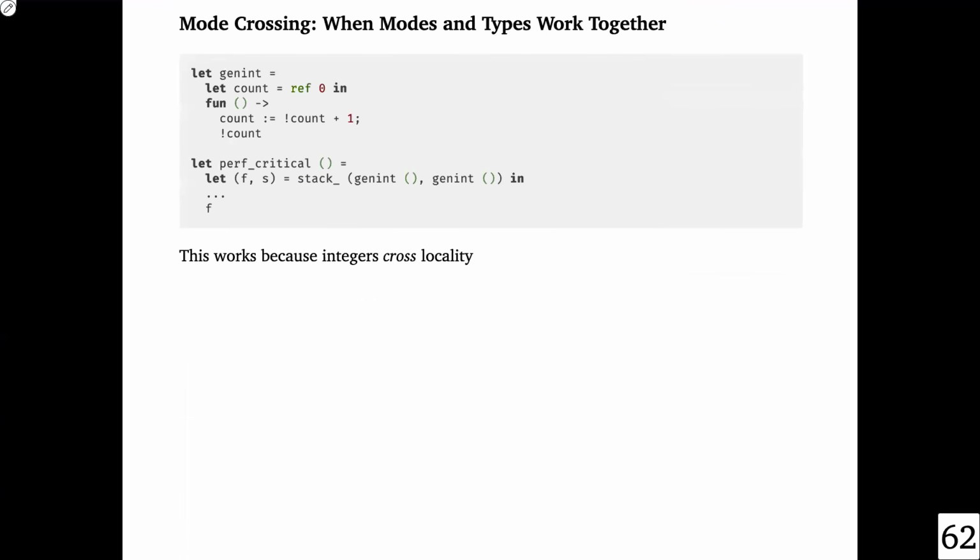Good. So mode crossing is this thing that we saw earlier where we said integers at the local mode and integers at the global mode don't make a difference, right? Because integers aren't allocated here. And so this code here works because integers cross locality. What that means is an integer is the same at local and global. And there are values that cross along a lot of the other mode axes. We'll see some examples a little bit later.